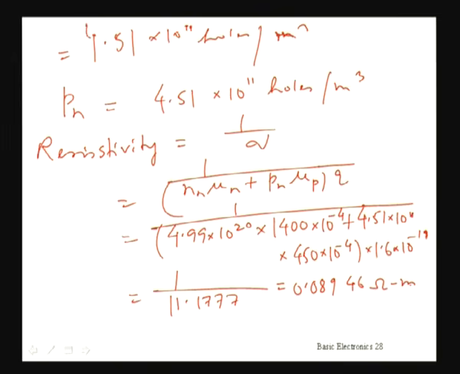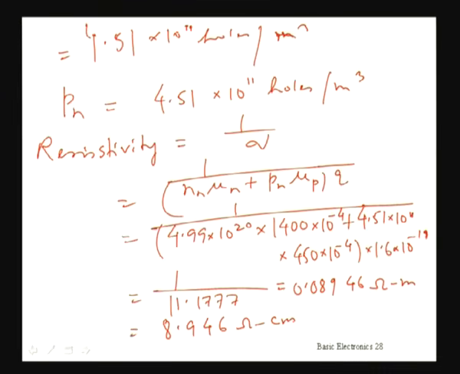Now I can convert it to ohm centimeter just to see the difference, how the resistivity changes when you are doping an intrinsic semiconductor. So if I convert it to centimeter multiplying by 10 to the power 2, then I get 8.946 ohm centimeter. Now just compare what was the resistivity when you had only intrinsic semiconductor. That intrinsic semiconductor had a resistivity we found in part 1 of part A of the problem, and that was 22.52 into 10 to the power 4 ohm centimeter.